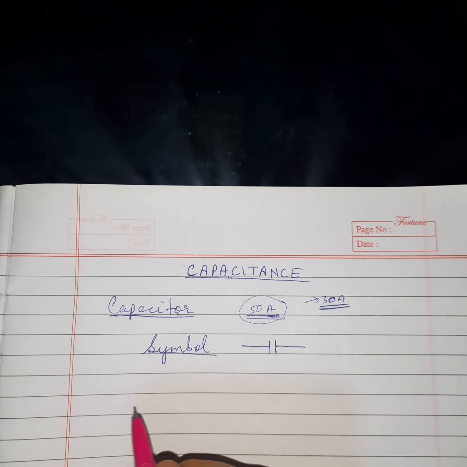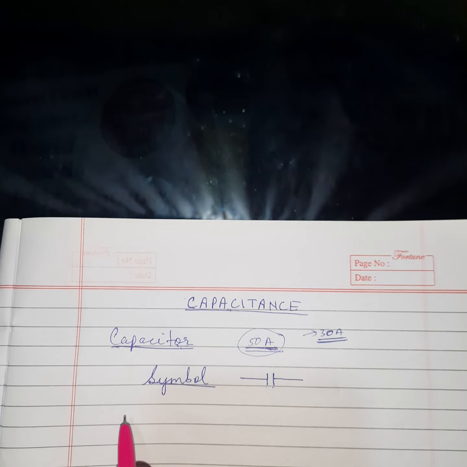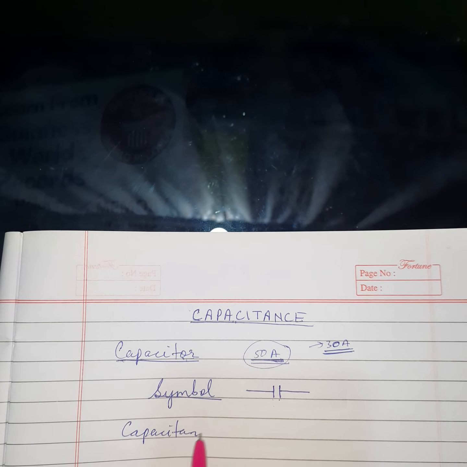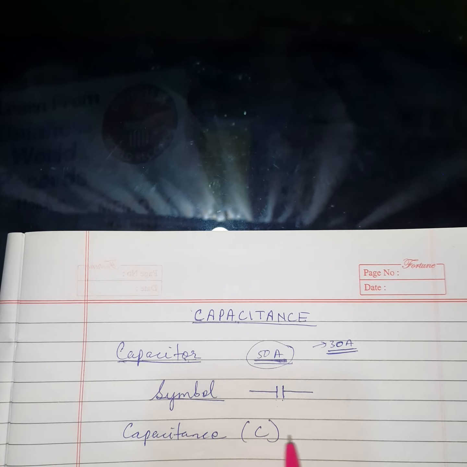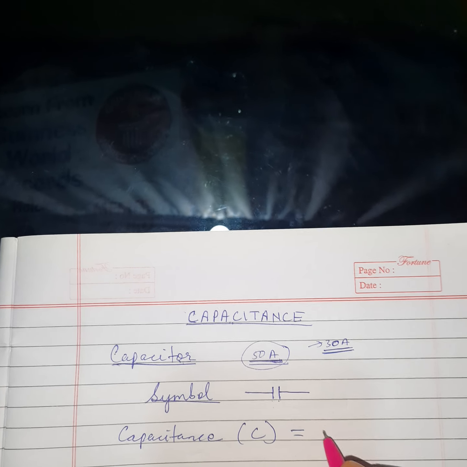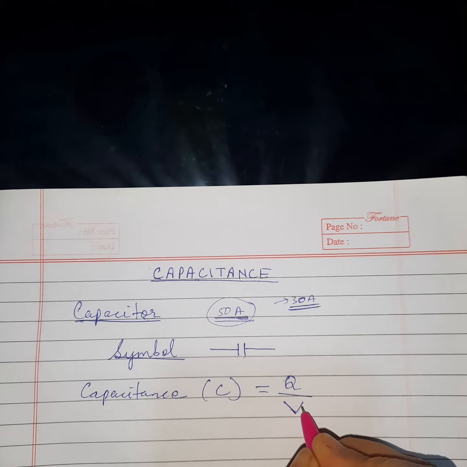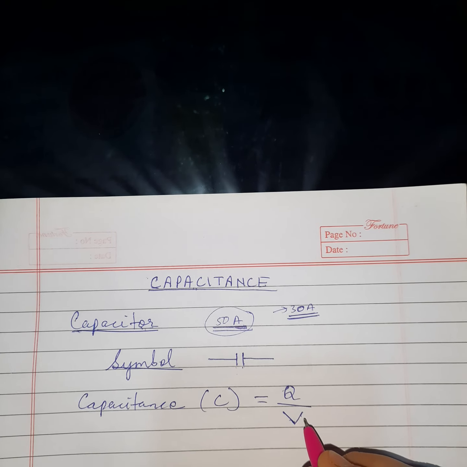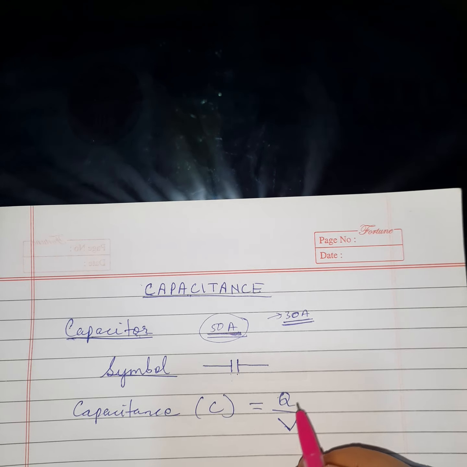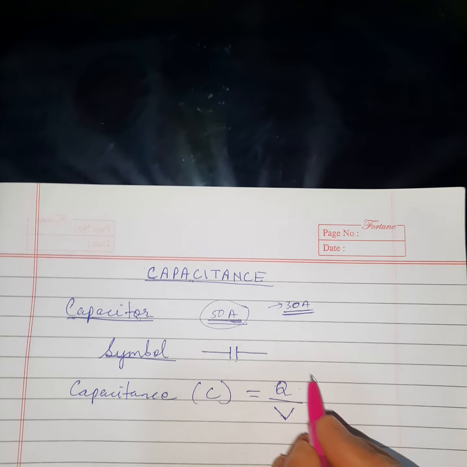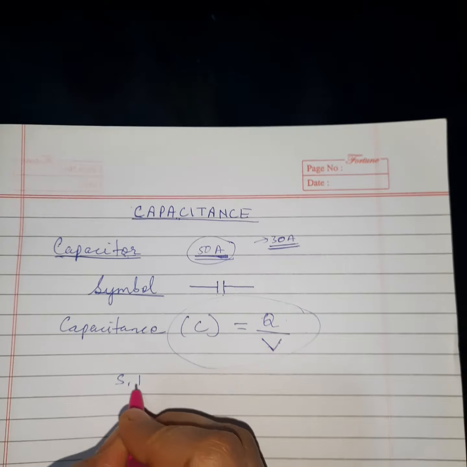Now, how do you define capacitance of a conductor? Capacitance C is charge per potential difference. This is not volume, this is potential difference. So it is nothing but the ratio of charge to potential of the capacitor. Now coming to the SI unit. SI unit you can derive from the formula.